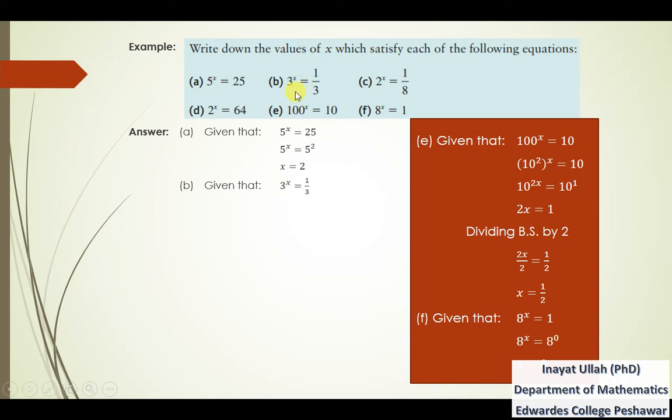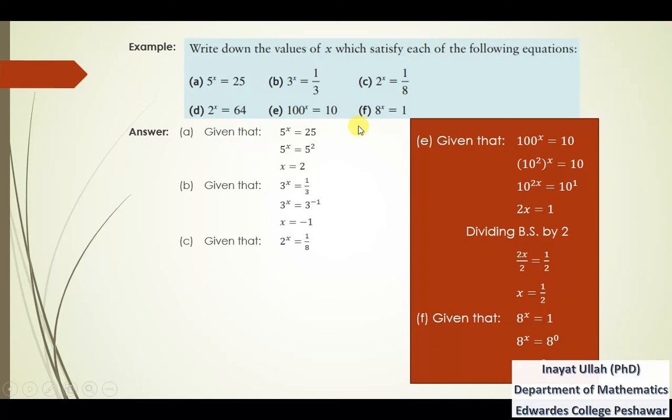Similarly, taking this part B, 3 power x is equal to 1 by 3. 1 by 3 can be written as 3 power minus 1. We have shifted this 3 towards the numerator to get 3 power minus 1. Now we see again that bases are same, 3 and 3, so it means that powers will be equal. x is equal to minus 1, so x is equal to minus 1 is the solution of this equation.